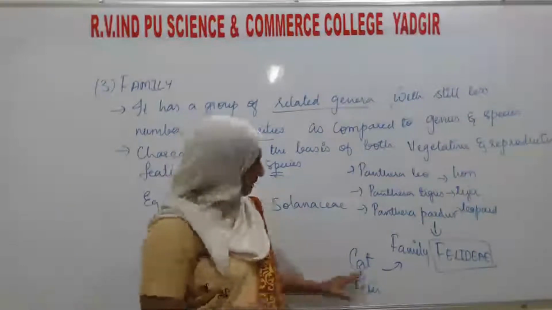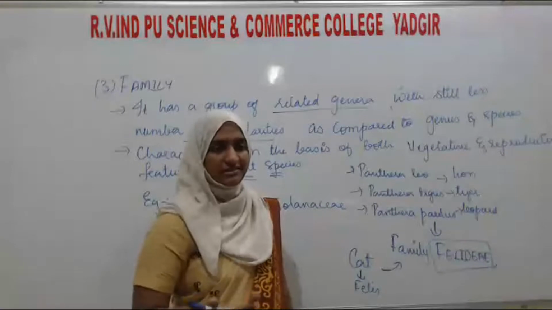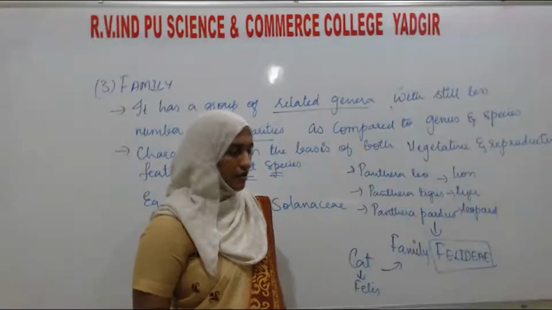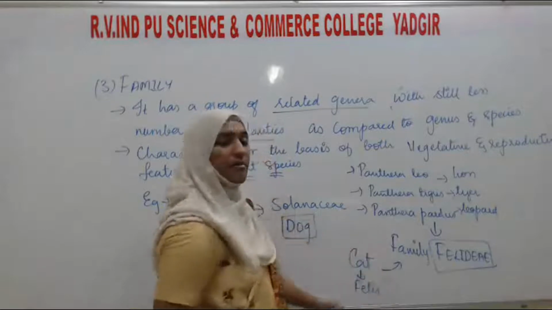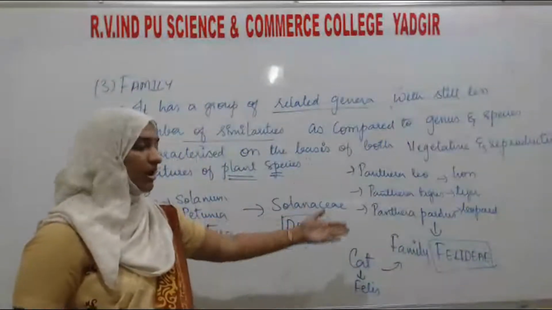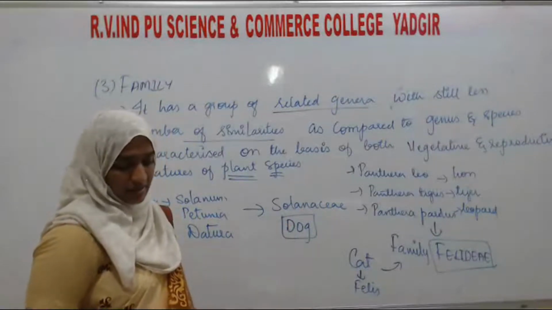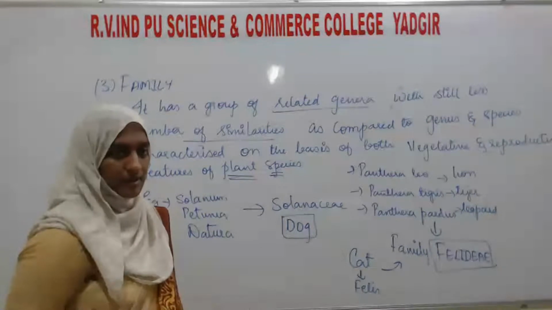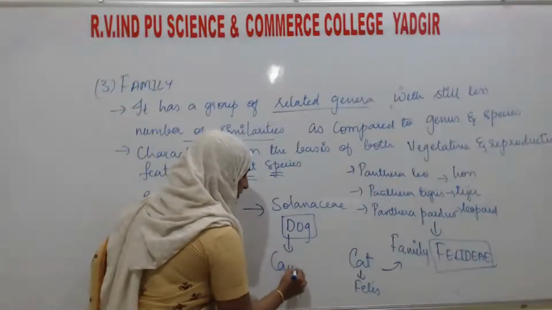See, if the cat is coming under the family Felidae, then what about the dog? They both are similar. Yes, sir. The dog is also similar. Then why will the dog not come under the family Felidae? The dog is totally different from all those animals. They will come under the family Canidae. The name of the family of the dog is Canidae.